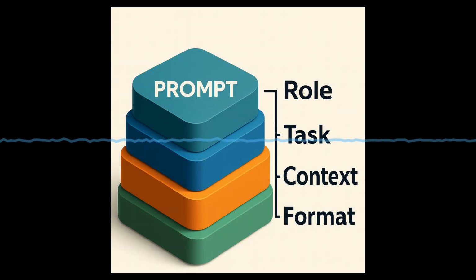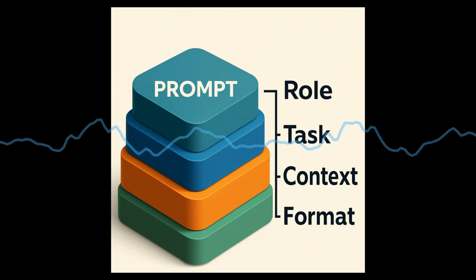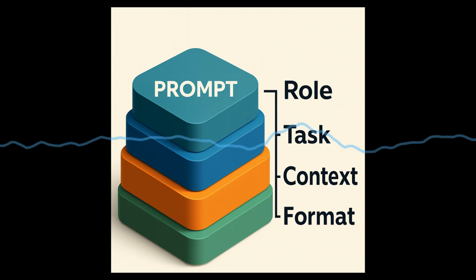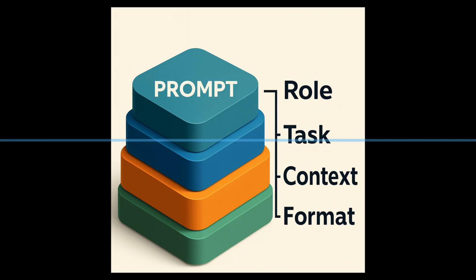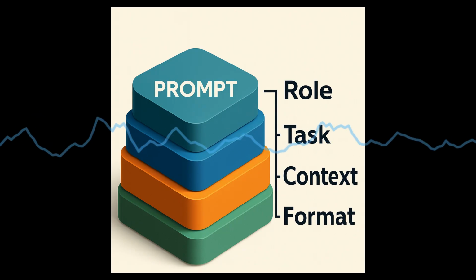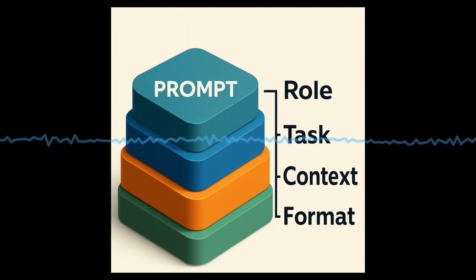Set the role: tell the AI who it should act as. State the objective: be clear about what you want. Add context: include grade level, topic, or constraints. Specify output format: tell it exactly how to deliver the response.